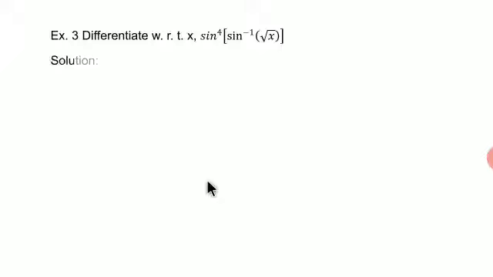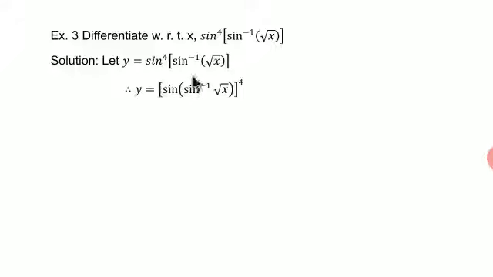Now see the third example. Differentiate with respect to x sine raised to 4 of sine inverse root x. So in the solution, let y is equal to sine raised to 4 of sine inverse of root x. We know we can write sine square theta as sine theta bracket square. So we write here y is equal to sine of sine inverse root x bracket raised to 4. We know sine of sine inverse x is x. So we get here y is equal to square root x bracket raised to 4.